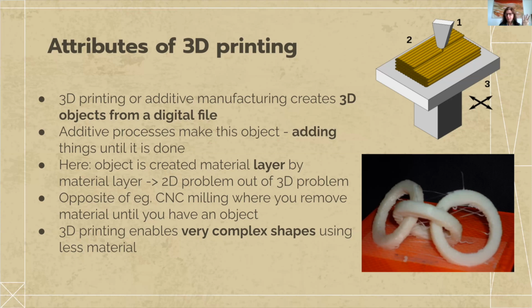And there are some benefits that you have by creating something like this. By having the possibility to add it layer by layer, you can create objects within objects, as you see on the lower right. You can create interlocked objects. That's something that you really rarely can do with other production possibilities.